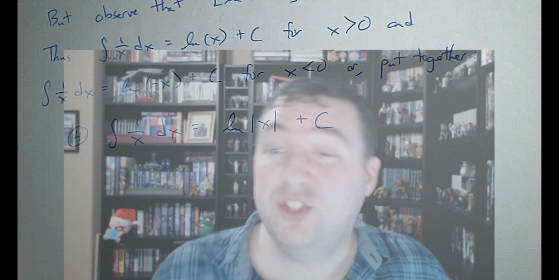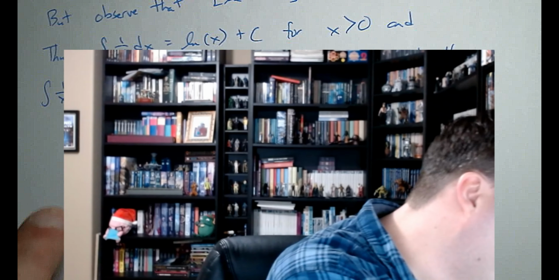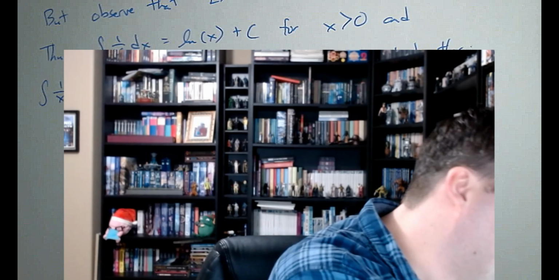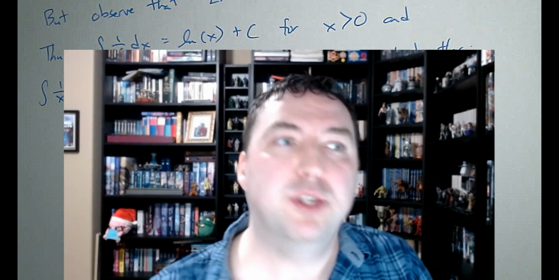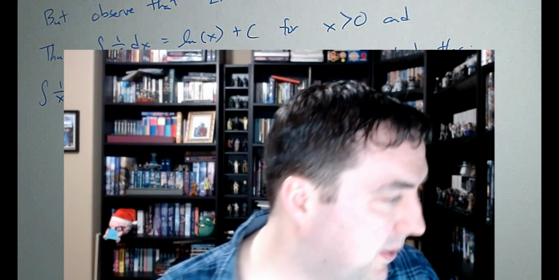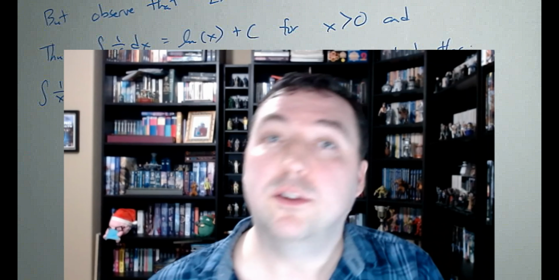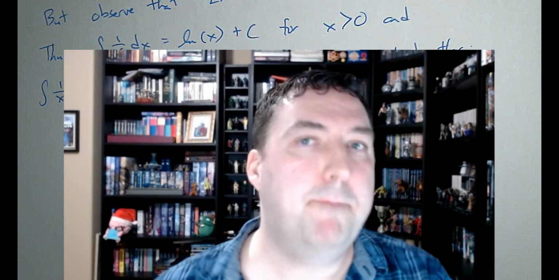So what it does mean is that when you're working with 1 over x and you're integrating it, you have to remember to include those absolute value bars in the natural logarithm. There's 4 common integrals down, a bunch more to go.